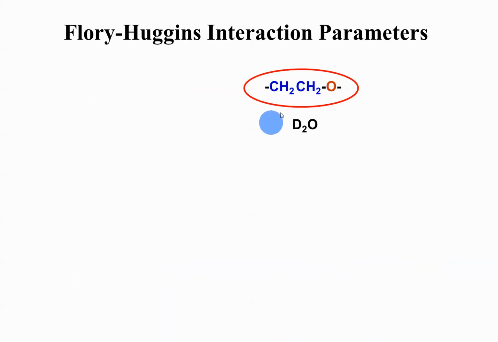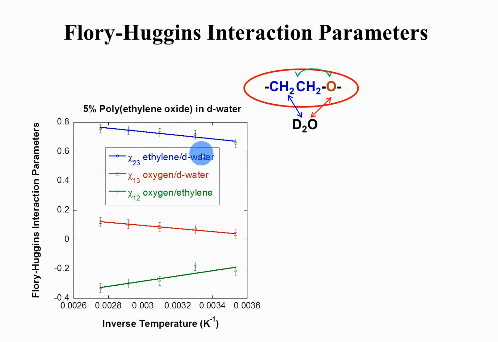Okay, so let's look at, for example, ethylene oxide monomer and D2O. Let's assume that ethylene oxide is a diblock copolymer. In other words, we'll be dealing with three Flory-Huggins interaction parameters: ethylene-oxygen, ethylene-water, and oxygen-water. So we talked about the RPA. The RPA gives us the structure factor for a diblock copolymer mixed in solution and so on. So we just turn the crank and feed the data, and these are the interaction parameters we obtain. The three interactions: ethylene-water, oxygen-water, and oxygen-ethylene.